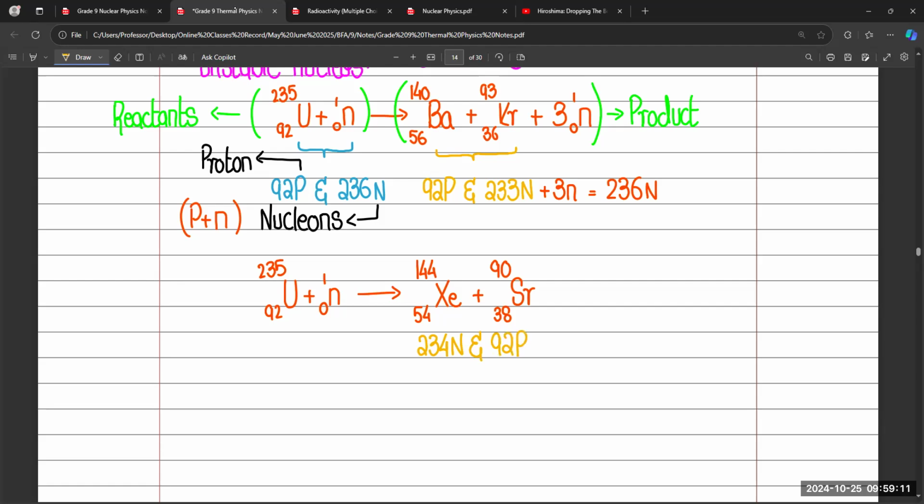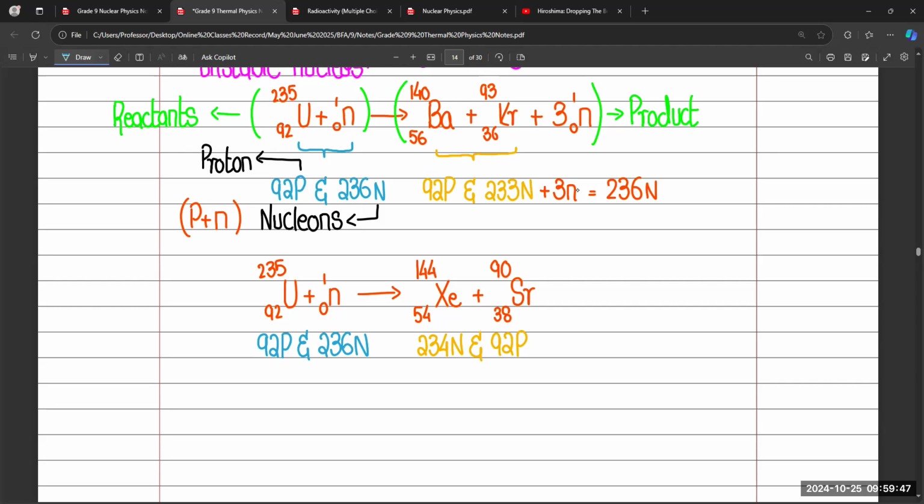So number of protons are balanced, but again, the number of nucleons are not balanced. So we need to balance them. So we have 234. Initially, we have 236, just like the previous equation. Initially, we have 92 protons and 236 nucleons, right? So still we have two nucleons less as compared to the equation.